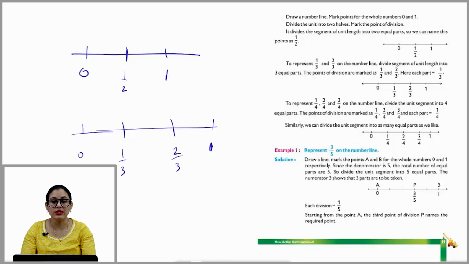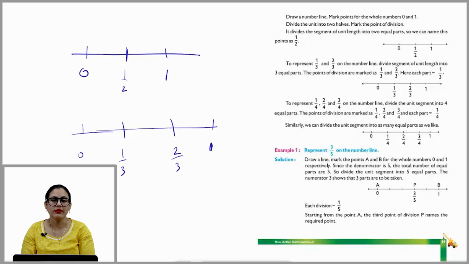Similarly, we can divide the unit segment into as many equal parts as we like. Example 1, represent 3 by 5 on the number line. Draw a line, mark the points A, B for the whole numbers 0 and 1 respectively. Since the denominator is 5, the total number of equal parts is 5. So, divide the unit segment into 5 equal parts. 1, 2, 3, 4, 5.